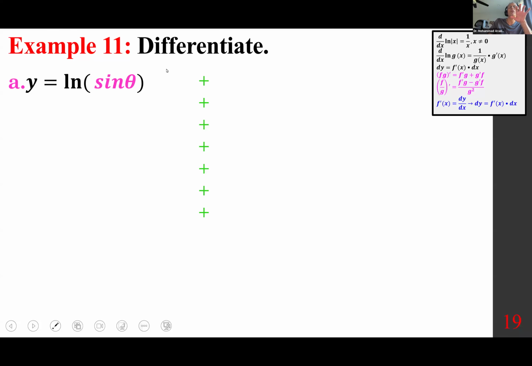Now, to make some sense out of it, let's start differentiating. ln of sine theta: as you know, with the natural log, you flip it over, so 1 over sine theta, and then times g prime, the derivative of sine theta, which is cosine theta. As you know, cosine over sine is cotangent theta.